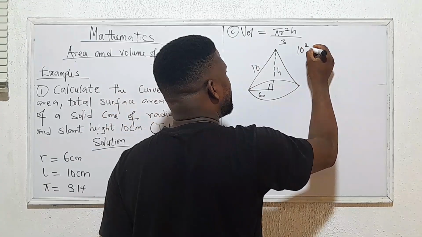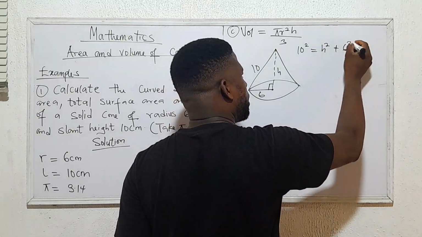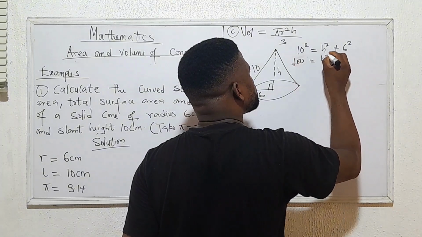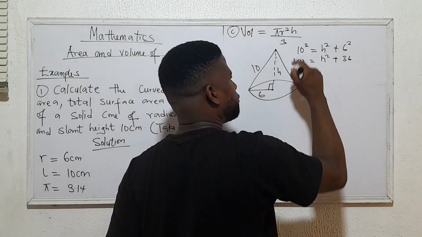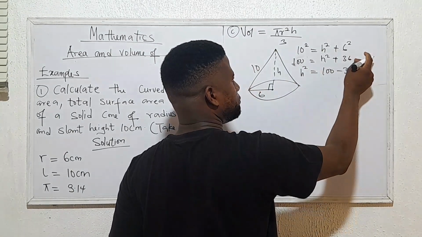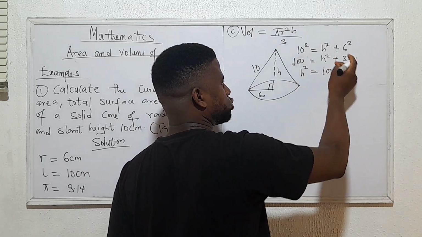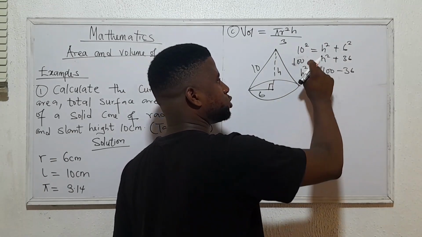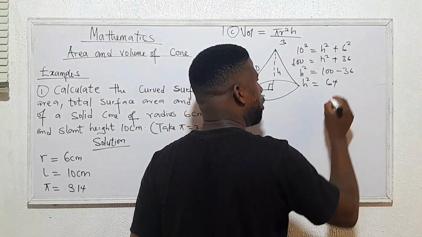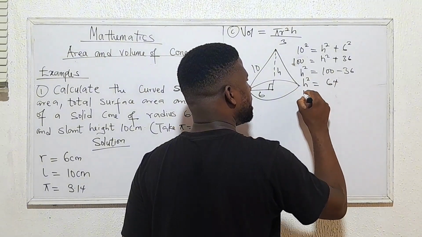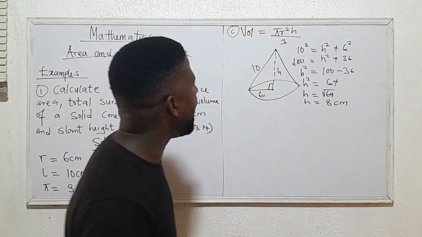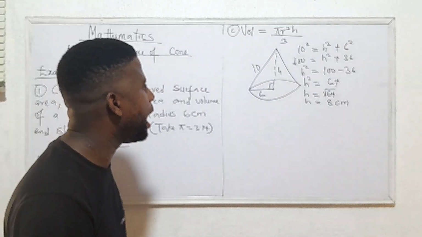Now we know that 10 square is equal to what? h square plus 6 square. So 10 square is 100, equal h square plus 36. Now, if we collect like terms, you have that h square is equal to 100 minus 36. That's it. 36 comes to this side, it becomes 100 minus 36. So I just interchange it. It's the same thing. h square equal 100 minus 36. So that our h square equal 64. If you take the square root of both sides, h equals square root of 64, and h is equal to what? 8 centimeter.